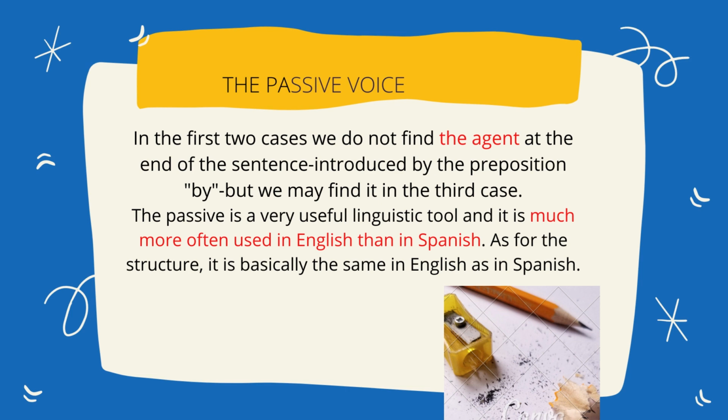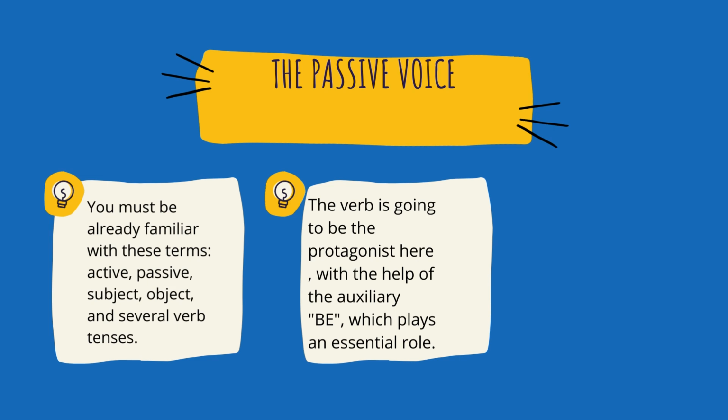Okay, good. So let's move on to the next. If we want to understand the passive voice, we must be familiar with these terms: active, passive, subject, object, and several verb tenses. And we cannot forget that the verb is going to be the protagonist here, with the help of the auxiliary be, which plays an essential role.